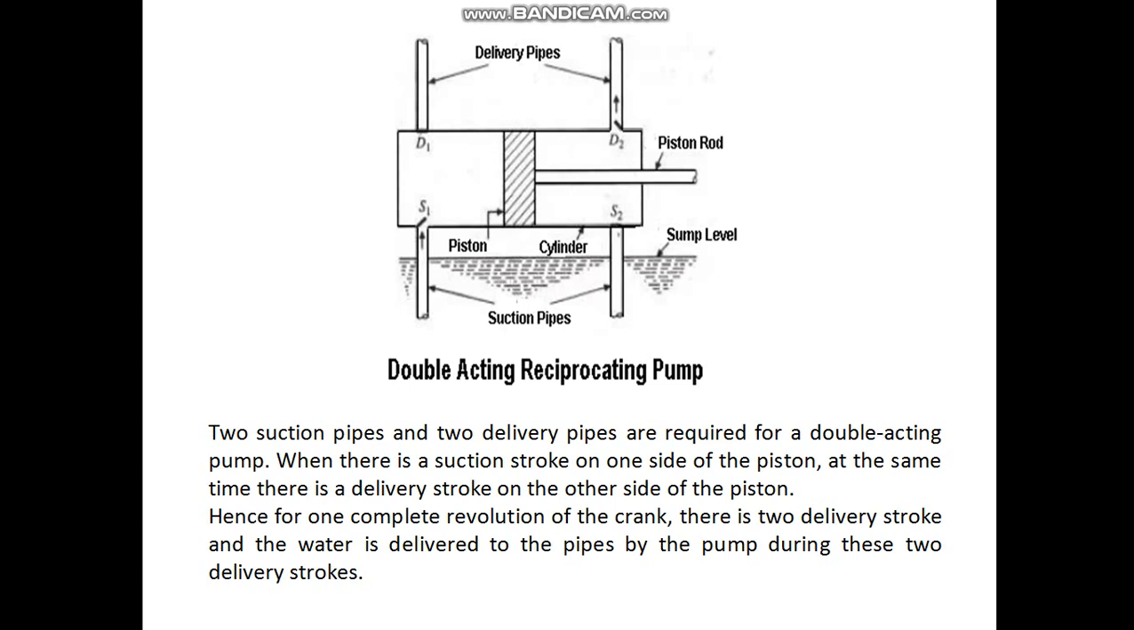And the double acting pump has two suction pipes and two delivery pipes, and two suction valves S1, S2, and two delivery valves D1, D2. When the suction valve S1 is opened, the delivery valve D2 will be opened. So when the suction happens on the left side of the piston, the discharge happens on the right side of the piston. Or in the other case, when the suction valve S2 is open, the delivery valve D1 will be opened. So this type gives an almost uniform discharge.